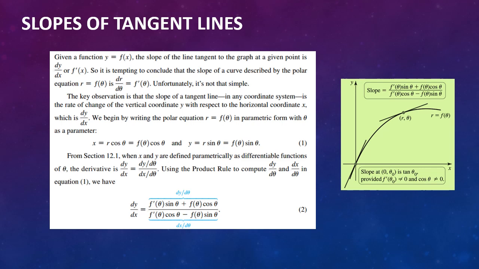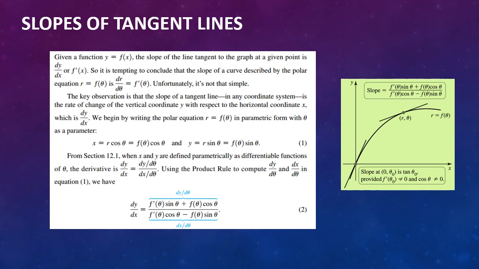The key observation is that the slope of a tangent line in any coordinate system is the rate of change of the vertical coordinate y with respect to the horizontal coordinate x, which is dy/dx. So we really have to translate the polar equation, r equals f of theta, into parametric form with theta as a parameter. Here we have x equals r cosine theta. Substituting in f of theta for r, we get x equals f of theta cosine theta, and similarly y equals f of theta sine theta.